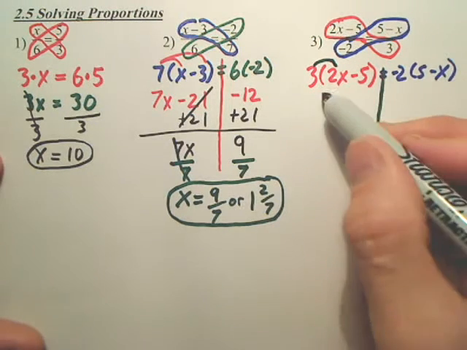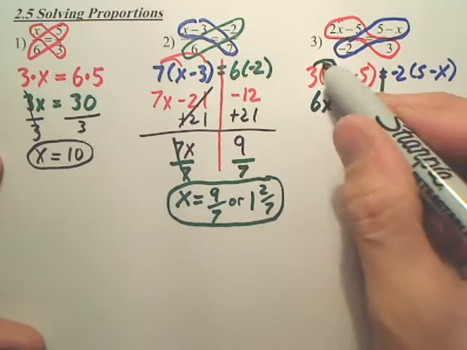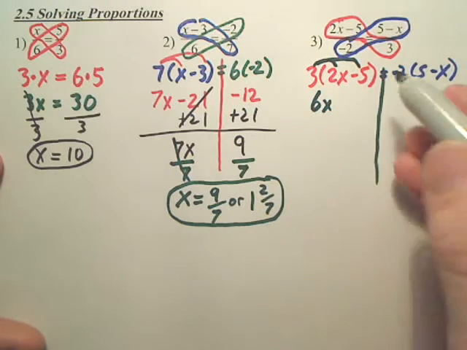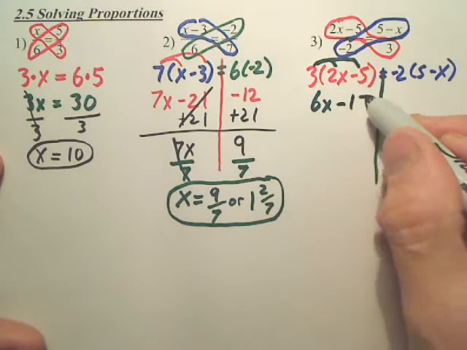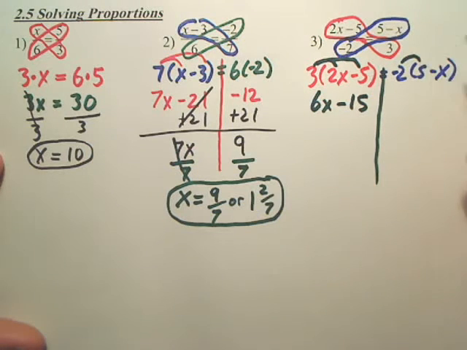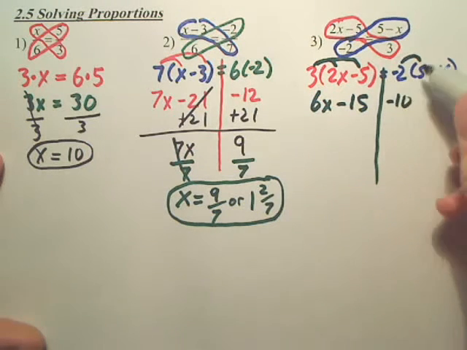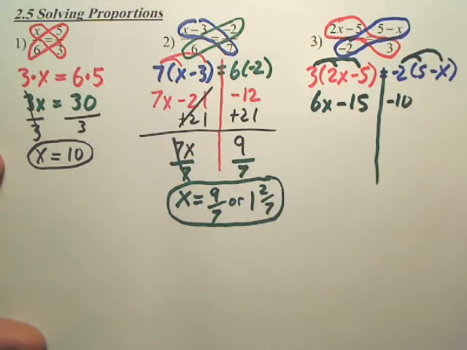3 times 2x is 6x. 3 times negative 5 is negative 15. Negative 2 times 5 is negative 10. Negative 2 times negative x is positive 2x.